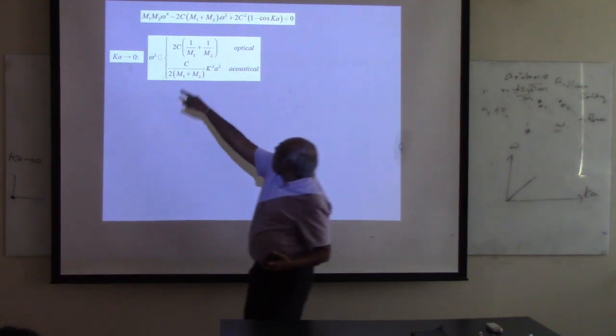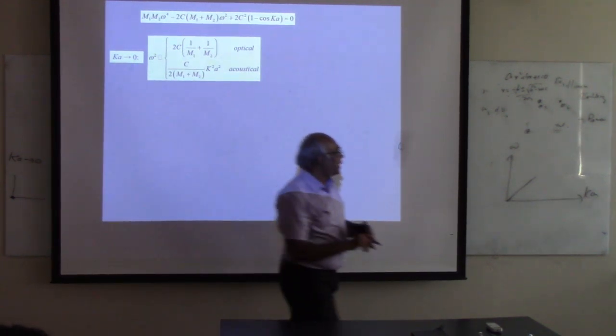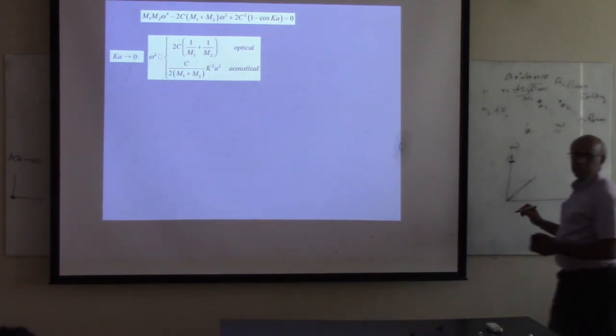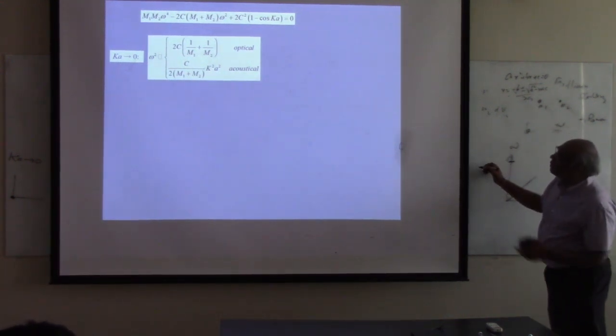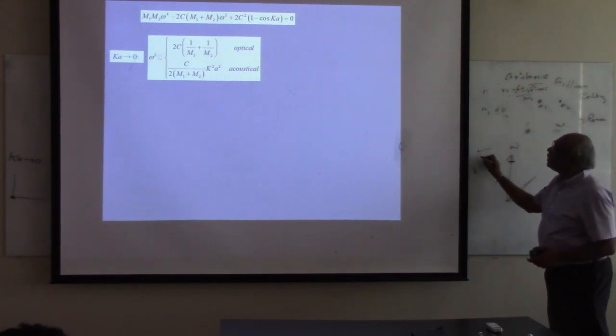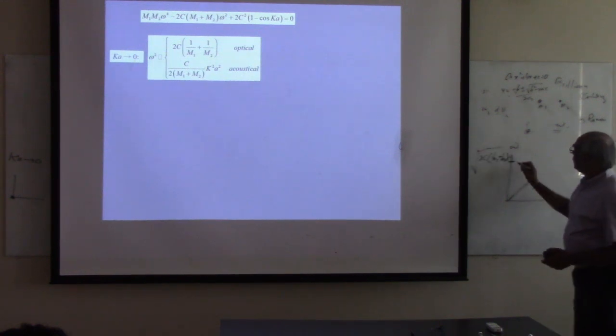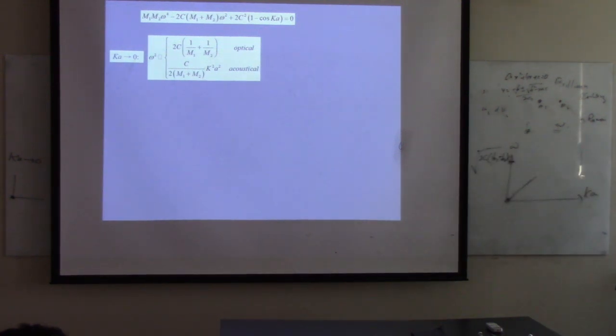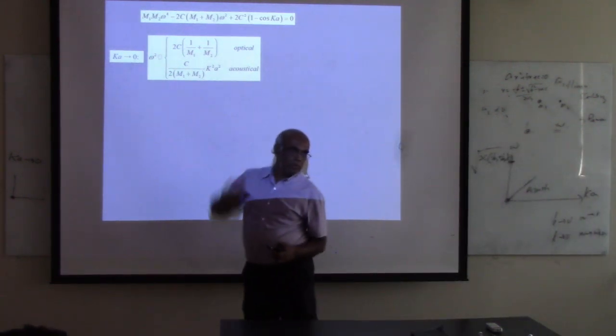So the other one is what? When K, that's a constant term. That means that has value here. So that has the value of, that's omega squared, that means the square root of 2c times 1 over m1 plus 1 over m2. So that is this one. Exactly. That is for Ka goes to 0. So this one we call the acoustic mode. Acoustic means when K goes to 0, omega goes to 0. In the other case, when K goes to 0, omega goes to some omega maximum value, right? That is given by this value.